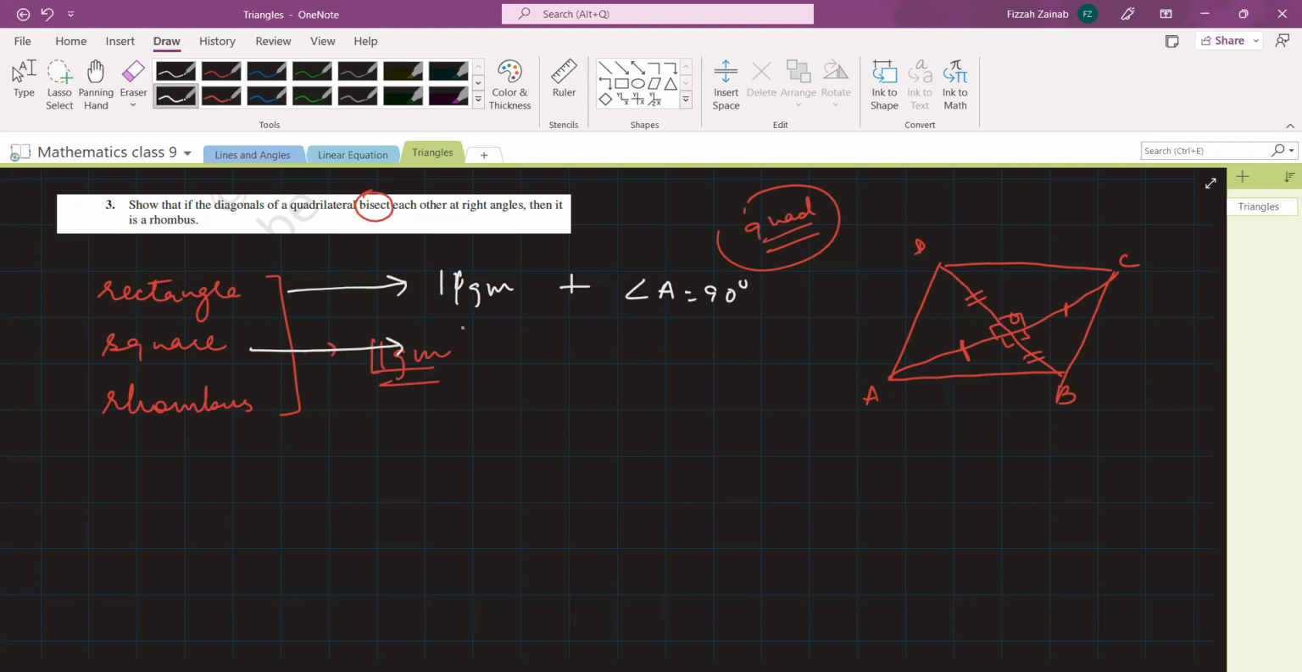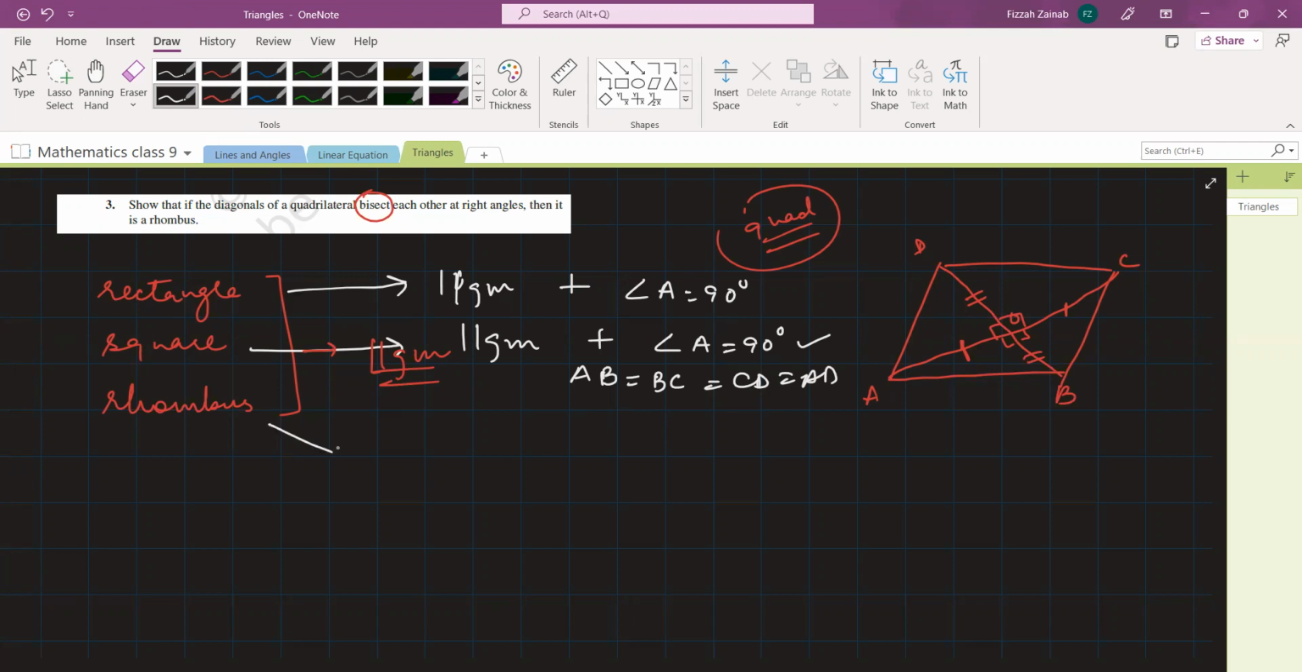Similarly, for a square, first thing you will show it is a parallelogram plus one angle 90 degrees. And now, what will be the difference between a rectangle and a square? There is an additional thing that you have to show: that all the sides are also equal. Is that clear? You can note it down. I mean, this is important. So you have to show three things for a square.